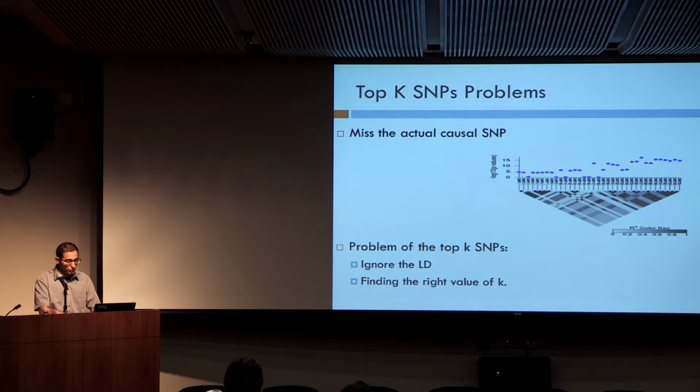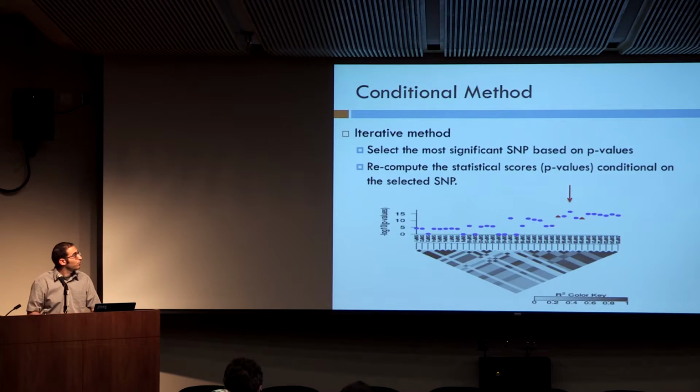Now, in order to solve the problem of LD, people proposed another method called conditional, which is an iterative process. In each step, you pick the most significant SNP as the causal variant in your set, and you recompute the marginal statistics of all the other SNPs, given that this SNP is causal. And you keep doing this until the significance scores of all the variants fall below a significance threshold.